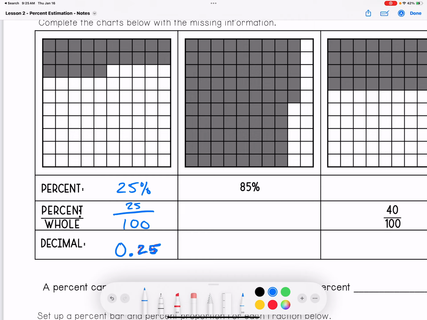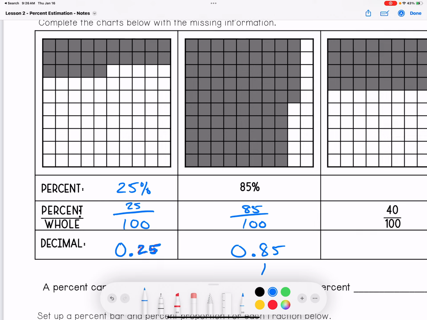All right, the next one. 85% of it is covered. How do we know that? Because there's 85 blocks colored in, but they told us to. So what is the percent over whole? We know the whole is always 100 when we're talking about percents, and there's 85 out of 100 filled. That is a decimal. There's less than one whole, so it's 0 point something. And then what is the percentage going to be? 0.85, because there's 85 out of the 100.